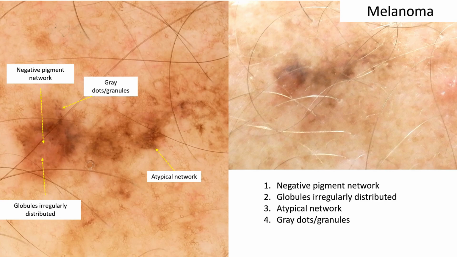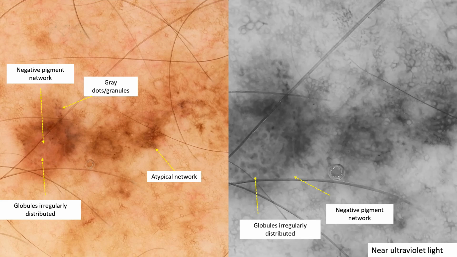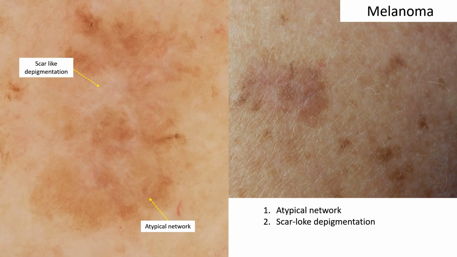In this particular case, we have a negative pigmented network, some globules that are irregularly distributed, some gray dots granules, and this atypical network. If we now use near ultraviolet light, you can see quite prominently the globules irregularly distributed and the negative pigmented network. Subtle case, one sees dermoscopically this scar-like depigmentation with this atypical network.